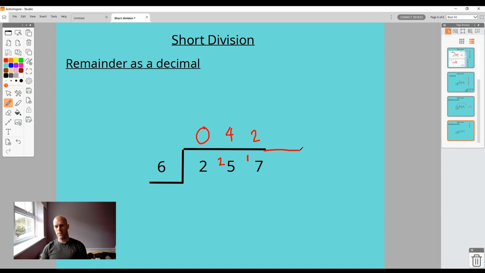Now, usually we leave the 5 hanging up here as a remainder. But now what we're going to do is create a place for that remainder to go. So 257 is the same as 257.0. I haven't changed the number here. I've just created a new column, the tenths column. Instead of putting that remainder up there, I'm going to drop it there. So that becomes 50, or the equivalent of 50.